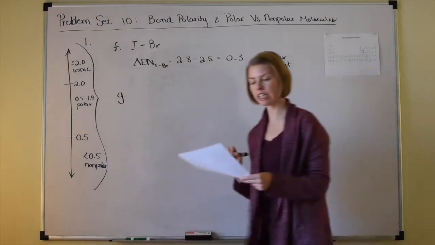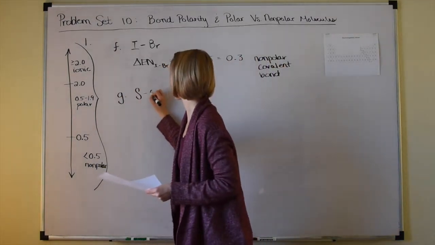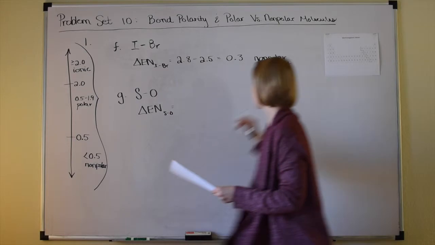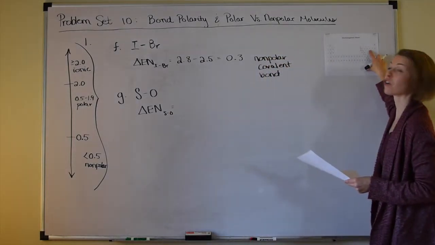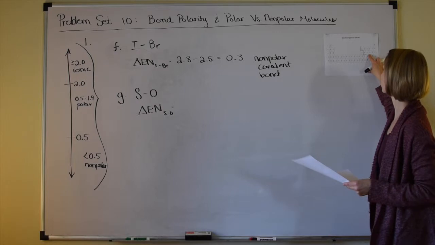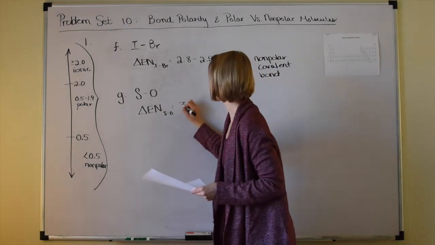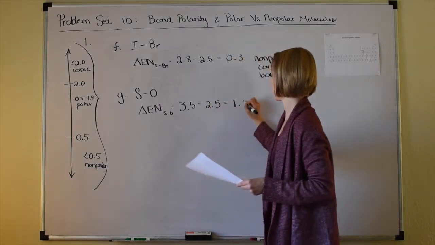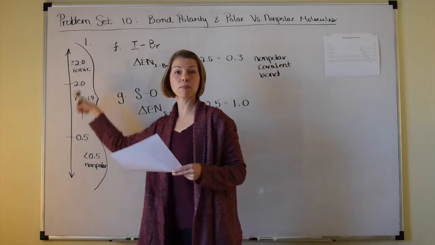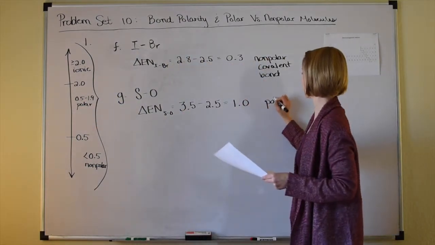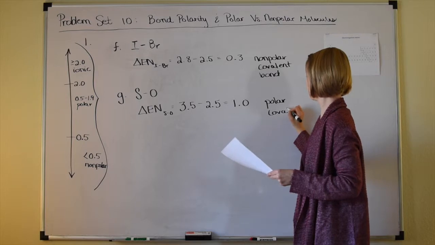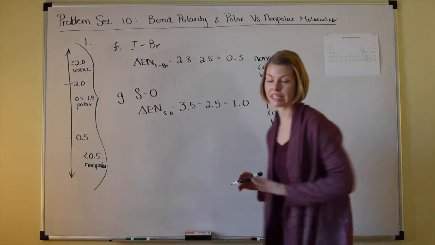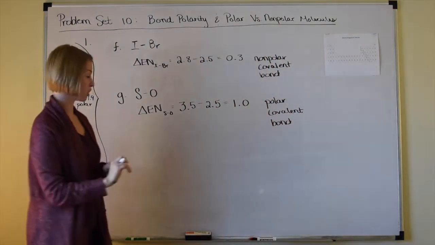Last but not least here, G, we've got a sulfur oxygen bond. Okay, so the electronegativity value for oxygen is 3.5. For sulfur, it is 2.5. So we've got a difference of 3.5 minus 2.5, or 1.0. That falls in the polar covalent range. So this is a polar covalent bond. That means we do need to indicate the partial positive and partial negative charge buildup here.